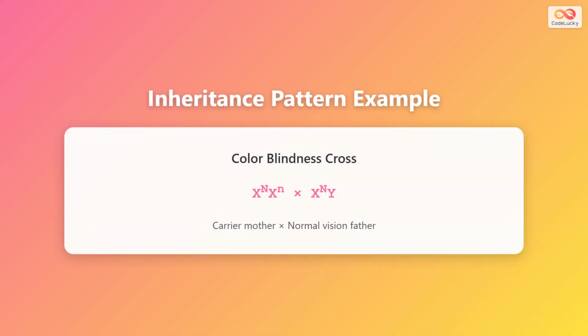Let's work through a specific example using color blindness. We'll cross a carrier mother with genotype X^N X^n with a father who has normal vision, genotype X^N Y. In this notation, capital N represents the dominant normal vision allele, and lowercase n represents the recessive color blindness allele.